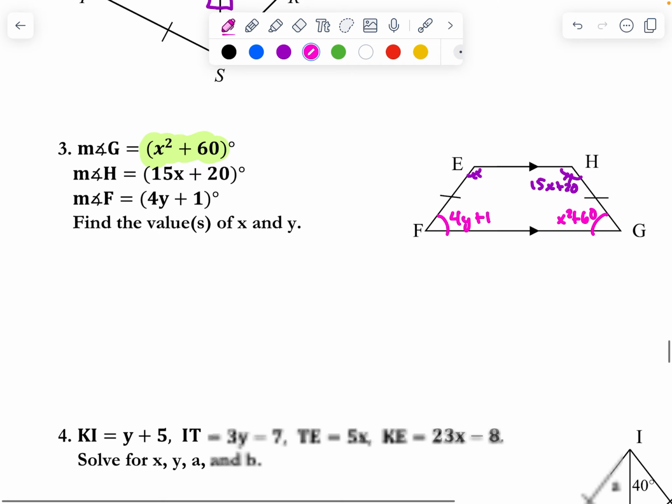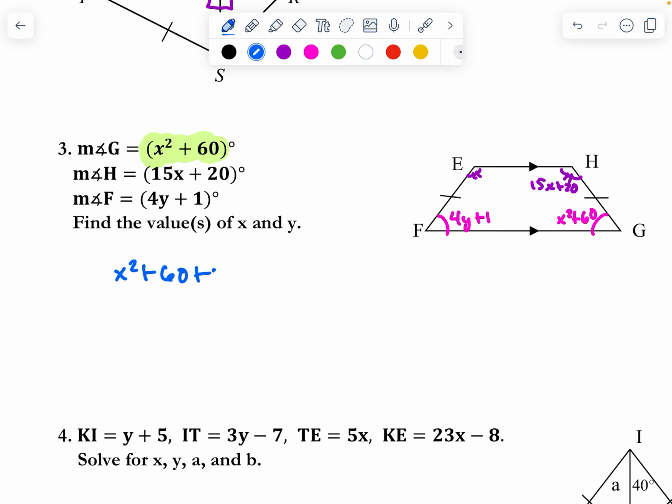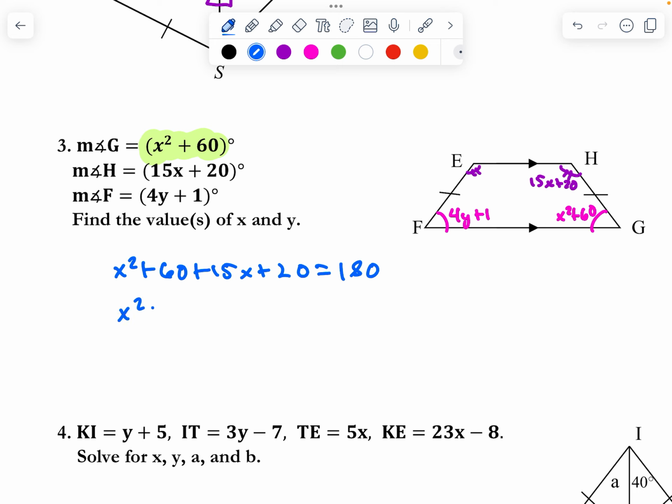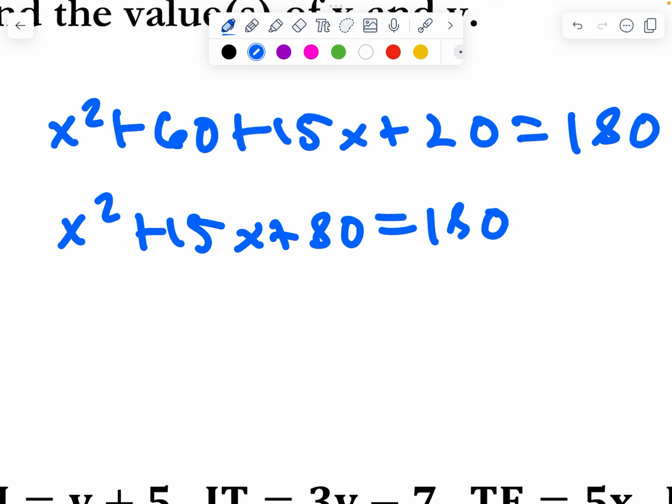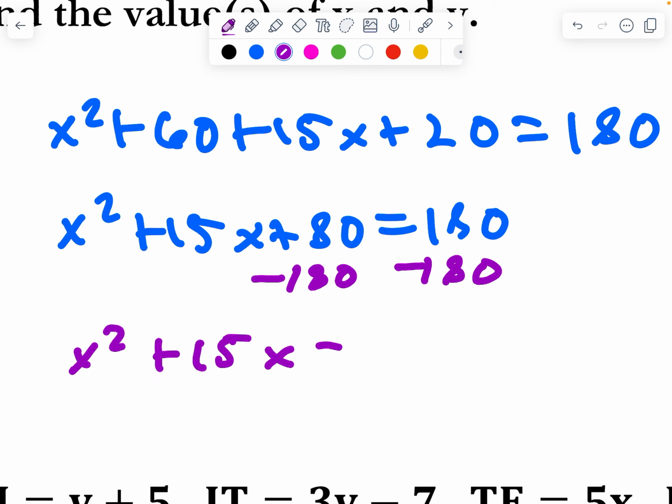My first equation that we're going to write is x squared plus 60 plus 15x plus 20 is equal to 180. From here, we're going to just do x squared plus 15x plus 80 equals 180. And now, a lot of you like to subtract 80, but we can't do that. Because this is a quadratic equation, we actually want to set it equal to 0. That way we don't cancel out any of our solutions. So this is going to be x squared plus 15x minus 100 equals 0.